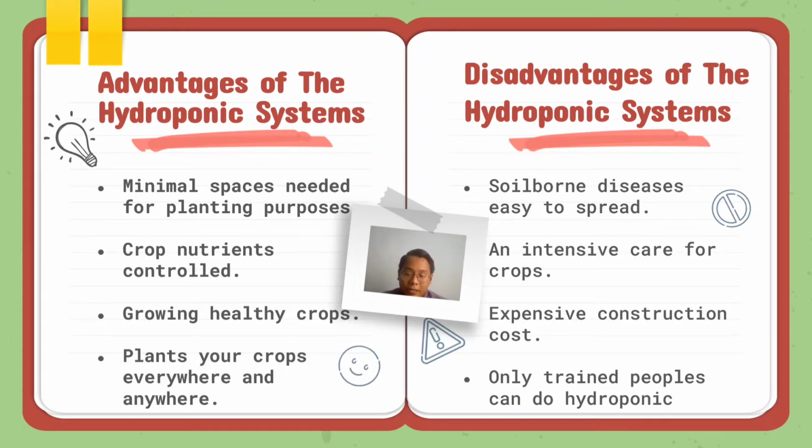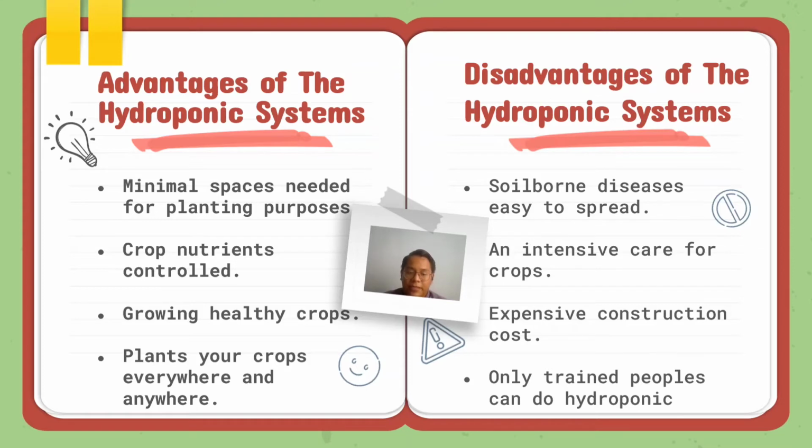As I mentioned earlier, this hydroponic system needs only a small place, so you can plant your own crops anywhere: in your house, at your workplace, on your balcony, anywhere, as long as that place has a source to make your plant grow healthy. Okay, now let's take a look at the disadvantages of the hydroponic system.